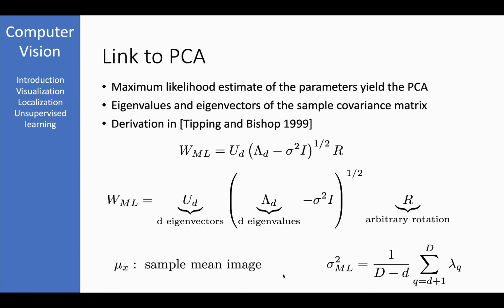Now, it's actually linked very much to principal component analysis. If I have a set of samples, and I find the maximum likelihood estimate of the parameters of the probabilistic principal component analysis, I get the same results as PCA, meaning that the transformation matrix is formed by the eigenvectors and the eigenvalues of the PCA model. It also includes the noise distribution here, so the standard deviation in the image space, as well as an arbitrary rotation matrix.